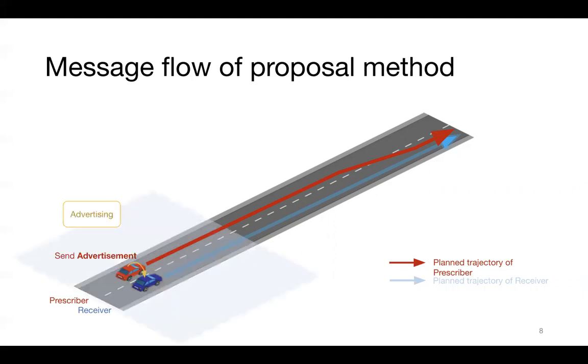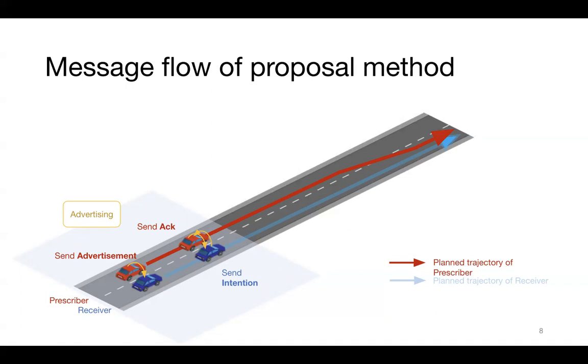First, the prescriber decides on the lane change. Then the state turns to advertising and the prescriber broadcasts the advertisement message periodically. When the receiver receives it, it replies with the intention message, including the planned trajectory of the receiver, to the prescriber. When the prescriber receives the intention, the prescriber replies with the ACK message in order to confirm the arrival.